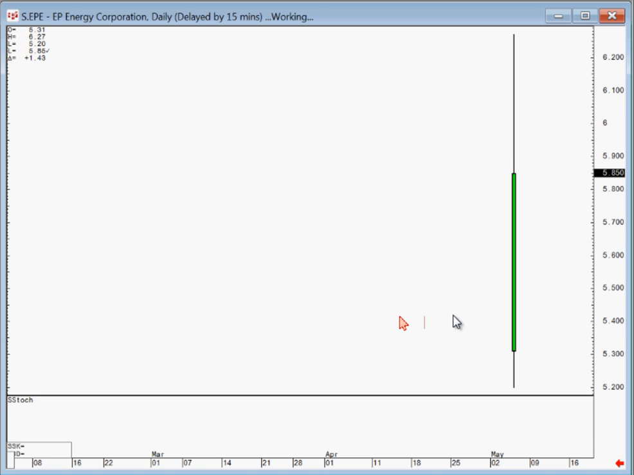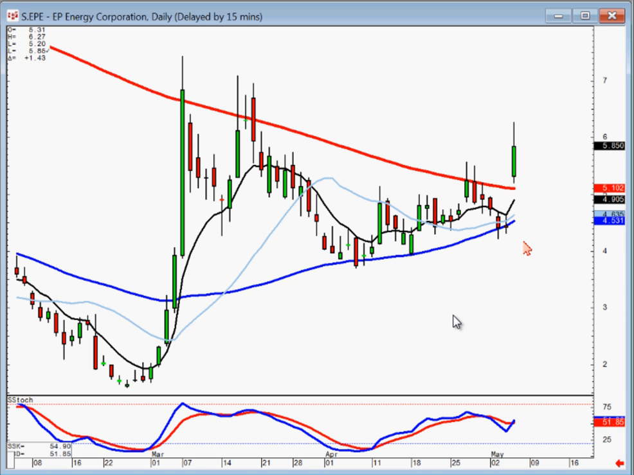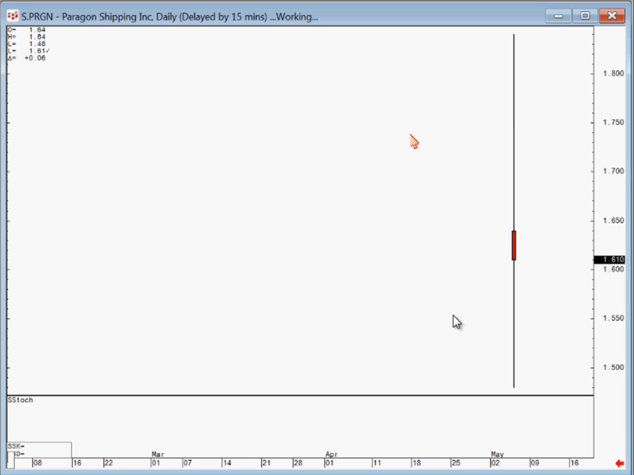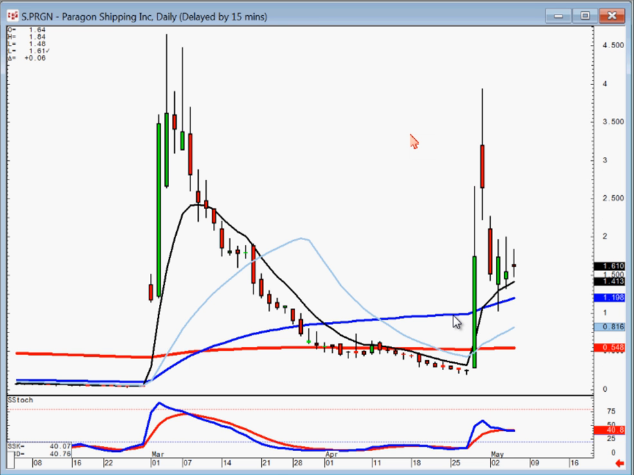EPE, yes, this one is probably going to be on our recommended list. There's your best friend, Doji gap up. Probably going into wave 3. PRGN, nothing here yet. Just make sure your volume is good on this one. If I was going to be a buyer, I'd probably want to pay $2 for it, knowing that it was bouncing back up off the T-line area.